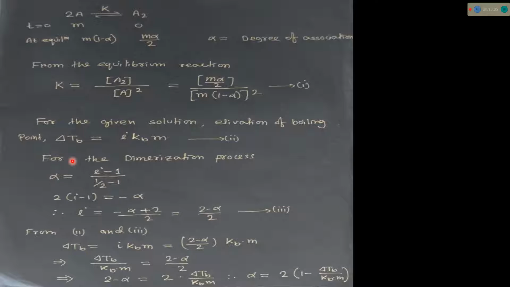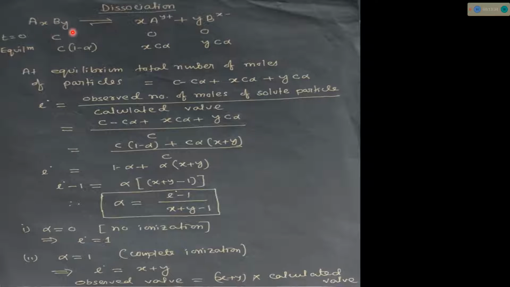So how do these expressions come? To see, we have to consider separate equations. So let's see, for association and dissociation, how these equations come. The degree of association or degree of dissociation with respect to the van't Hoff factor. So let's see how it comes.